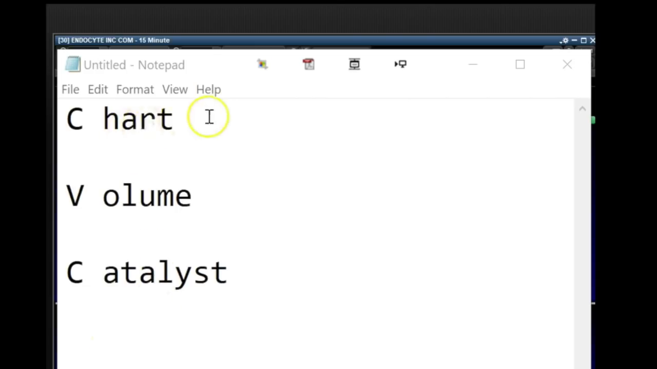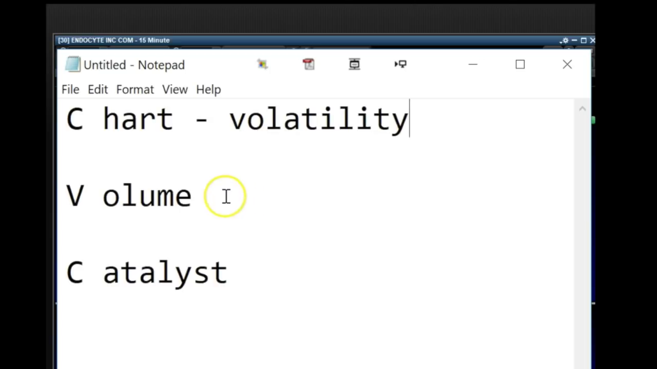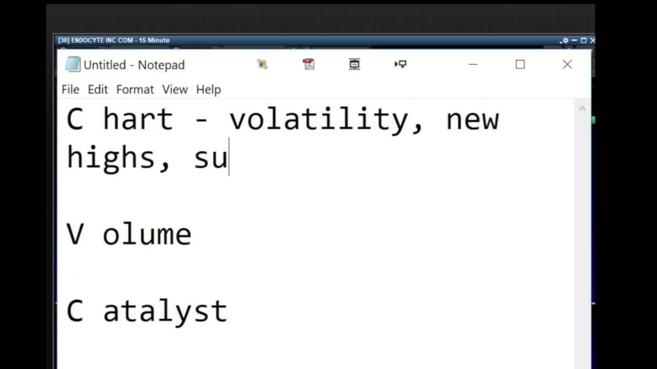So number 1, chart. Always look for a chart that is volatile, a chart that has got good range, a chart that can run 30, 40, 50% in a day or two, sometimes 100%, 200%, 300%, especially in this crazy market. So we want to look for volatile charts. Let's put in volatility. That's number 1. And ideally making new highs. New highs, we always talk about supernovas. So that's the stuff that you need to be focusing on. Okay?